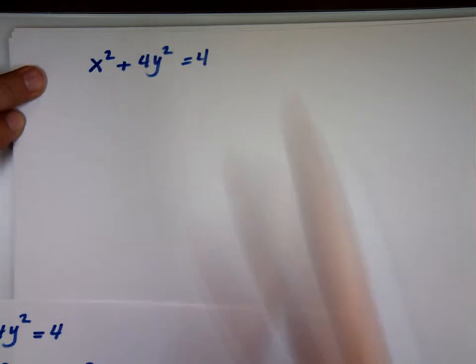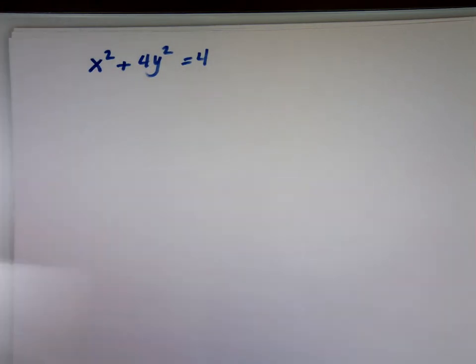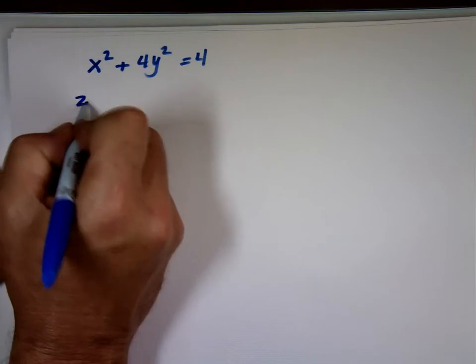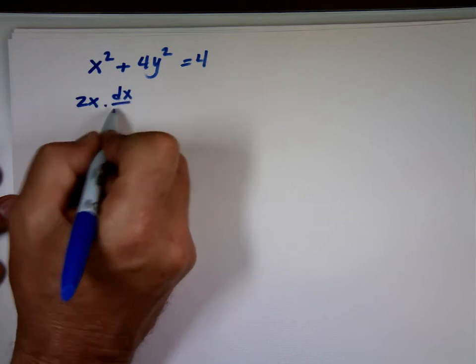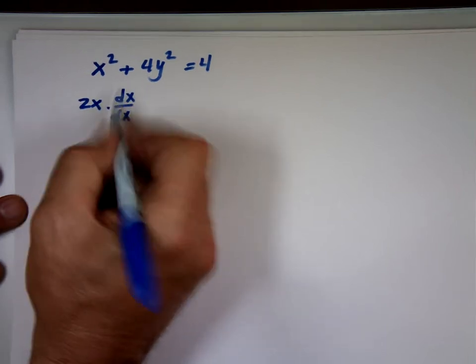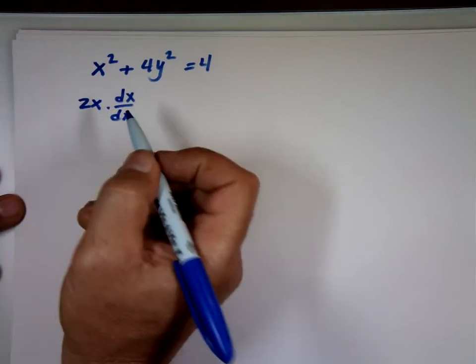Let's try with implicit differentiation. What is the derivative of x squared? 2x times dx, which I'm putting it right now just to give you practice there. Always put dx there, but you don't need it.